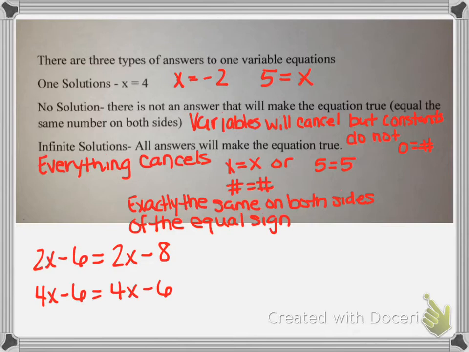It's like starting out with $10 each, and then taking 6 from one side and taking 8 from another. That will never be equal. So that one would be no solution.